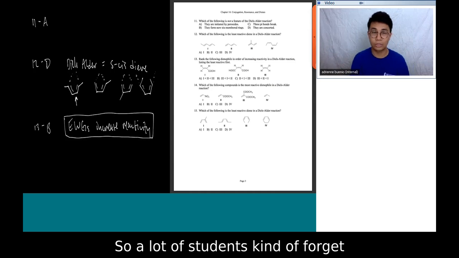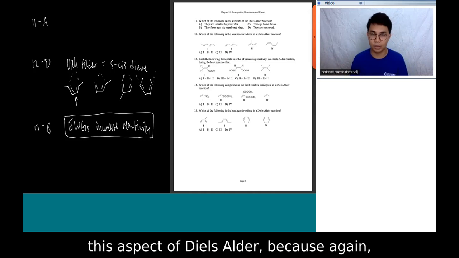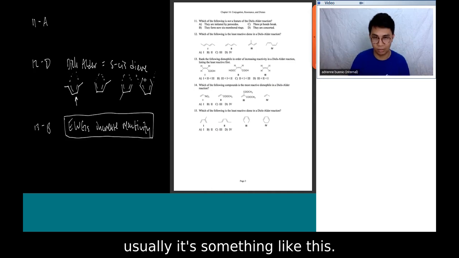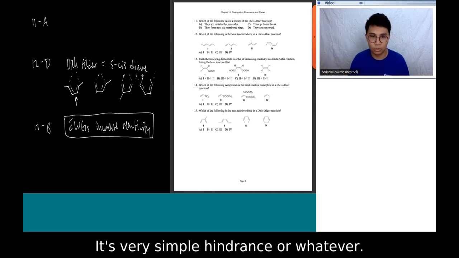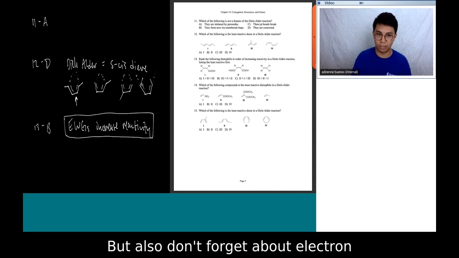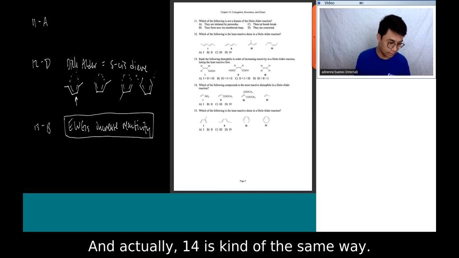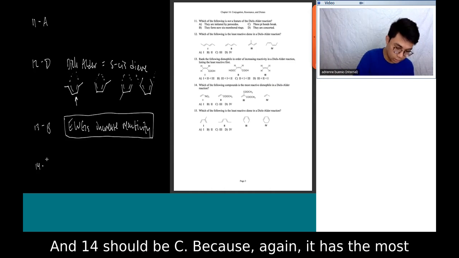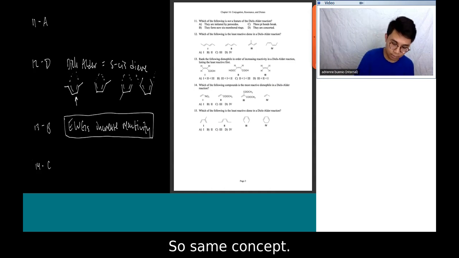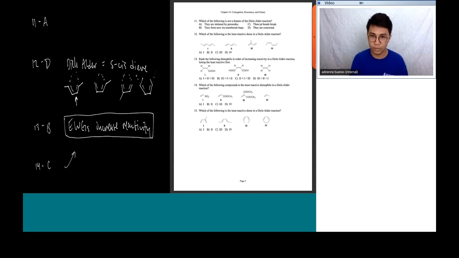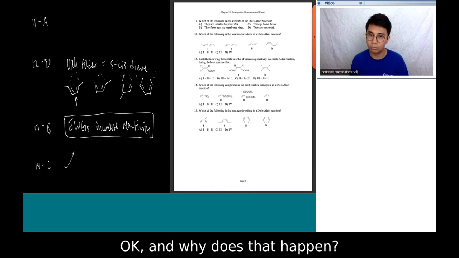So a lot of students kind of forget this aspect of Diels-Alder because, again, usually it's something simple like hindrance or whatever, right? But also don't forget about electron withdrawing groups increasing reactivity. And actually 14 is kind of the same way, and 14 should be C because again it has the most electron withdrawing groups, right? So same concept. So most reactive dienophile, yeah. Okay, and why does that happen?